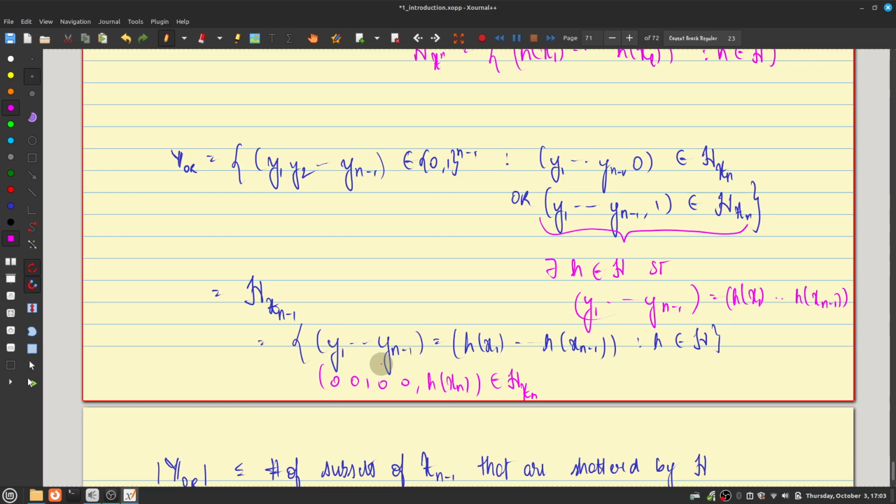So if y1 through yn minus 1 is in h restricted to xn minus 1, then y1 through yn minus 1 appended with that particular h of xn will lie in h restricted to xn, right? Which must mean that this also should lie in this set Yr, because h of xn is either 0 or 1, correct? And the other way around, if some vector lies in Yr, then y1 through yn minus 1 is also going to lie in h restricted to xn minus 1, which is easier to see.